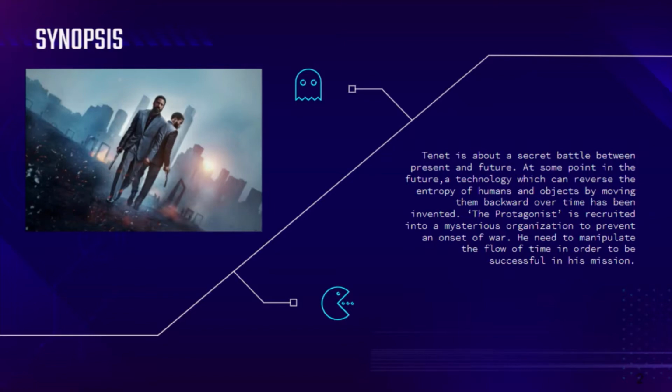So the main hero of this story is named the protagonist. That's right, the protagonist. He doesn't have a proper name. He's recruited into a mysterious organization known as Tenet to prevent the onset of war. In this war, the villain is trying to destroy the entire timeline of human history by trying to reverse the entropy of the entire world. So in order to stop this from happening, the protagonist has to manipulate the flow of time and make use of this new entropy reversal technology in order to successfully fulfill his mission.